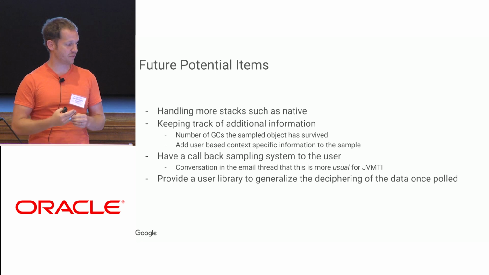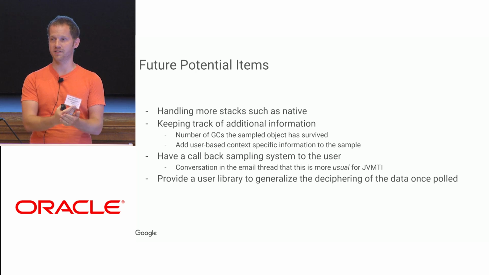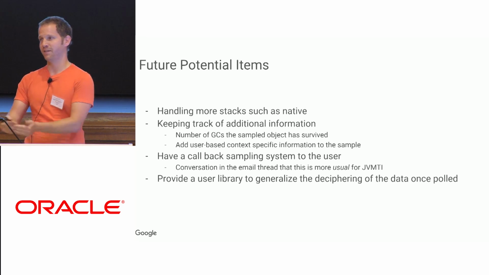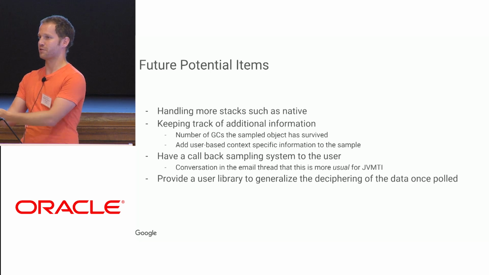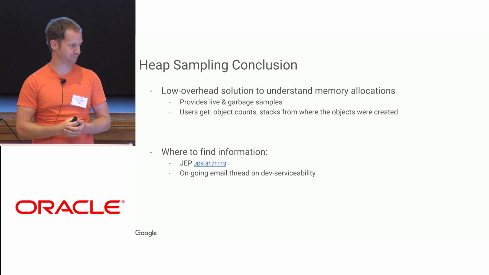And then, like I said, provide a user library to generalize deciphering, because as it is, if a user wants to use this JVM TI as is, you basically get an array of integers and longs, and that's not really practical. So you probably want to straight away say, if you want to use this JVM TI API, here's a nice friendly user API on top. And so that's something we have to work on.